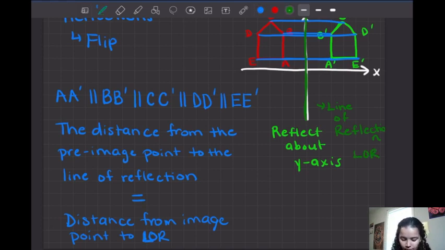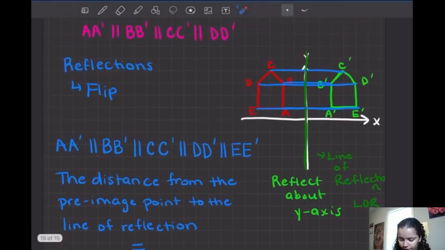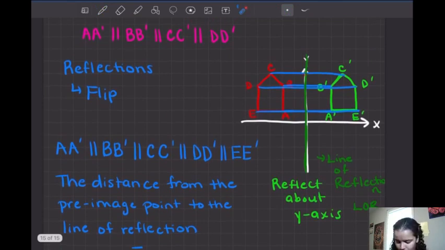Again, if I measure from C to the line of reflection and from C prime to the line of reflection, that distance is going to be the same. You can tell because from C to the line of reflection here is 3 units: 1, 2, 3. Same thing, C prime to the line of reflection is 1, 2, 3 units away, okay? And you can see that that's true of all of them.